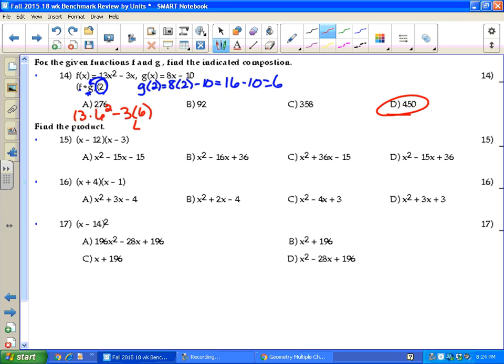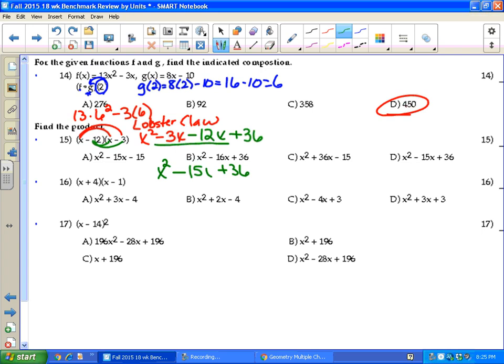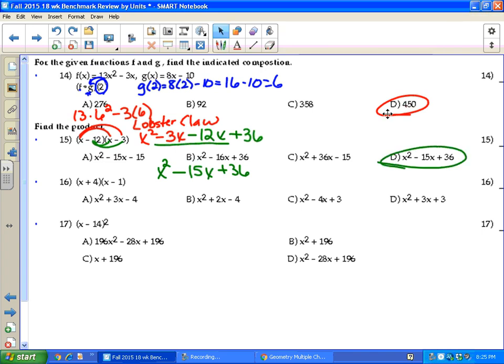Find the product. This is where you lobster claw, which we just did, only we did it out of order. All right, x times x, x squared. X times negative 3, negative 3x. Negative 12 times x is negative 12x. And negative 12 times negative 3 is positive 36. Add like terms, I get x squared in the front plus 36 in the back. And when I add, I get negative 15 with an x. Choice D is correct.